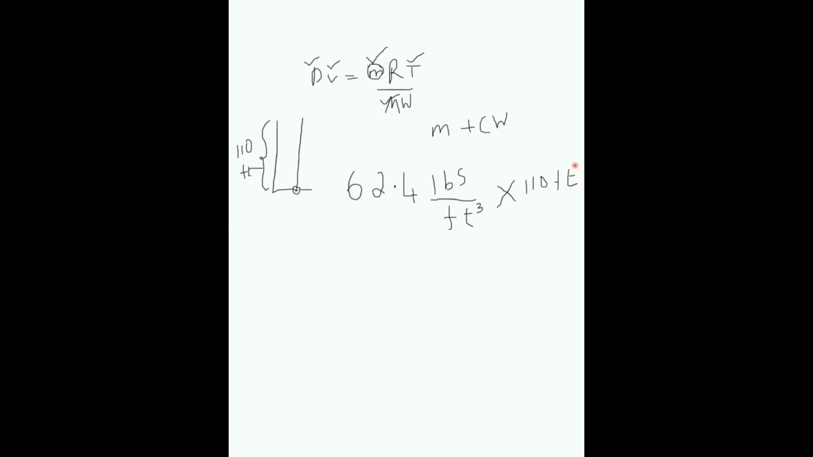What happens here? This feet and this feet cube will get cancelled and it will become pounds per feet square. Am I right? Yeah. So 62.4 into 110, how much is it? 6864.